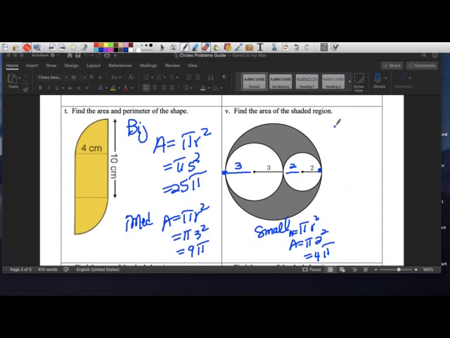So here's my big circle. I'm going to take out 9 pi, and then I'm going to take out 4 pi. So what do I have left over? I'm going to have something pi. 25 minus 9 is 16, and 16 minus 4 is 12. So I'm left with 12 pi. What's the units? Units squared. Okay.